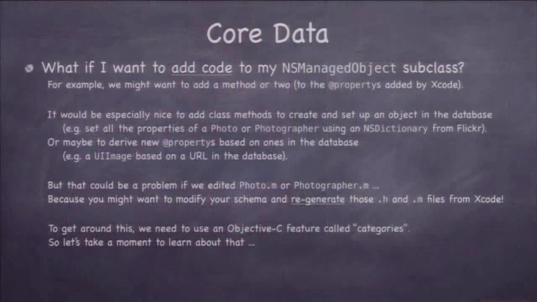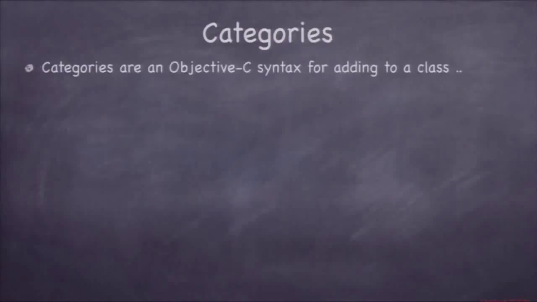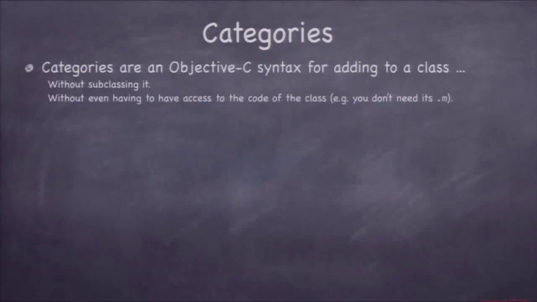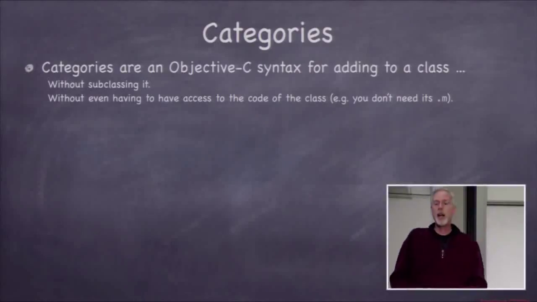All right, so what are we going to do then? Because we want to add methods to photo.m and .h, and we want to add methods to photographer.m and .h, but we don't want to have to touch those files. Well, we're going to use a new Objective-C language feature, the last one I'm going to teach you. I think you know them all after this, called categories. Categories let you add a method to a class without subclassing. And you don't even have to have the source for that class that you're adding the method to.